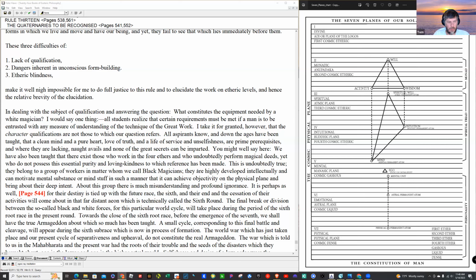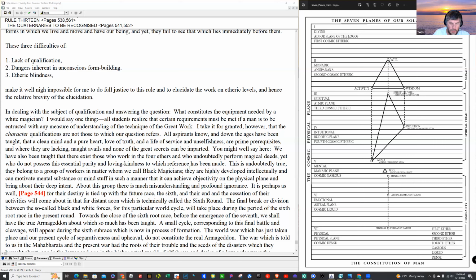It is perhaps as well, for their destiny is tied up with the future race, the sixth, and their end and the cessation of their activities will come about in that far distant aeon, which is technically called the sixth round. The final break or division between the so-called black and white forces for this particular world cycle will take place during the period of the sixth root race in the present round.